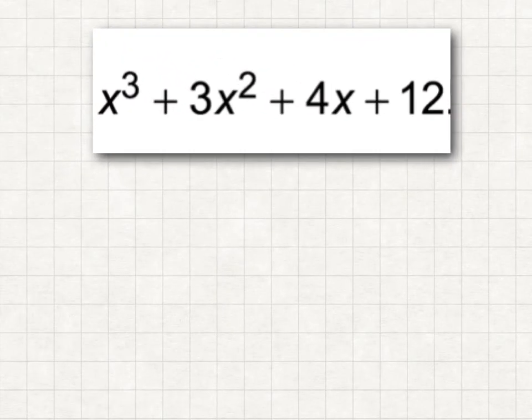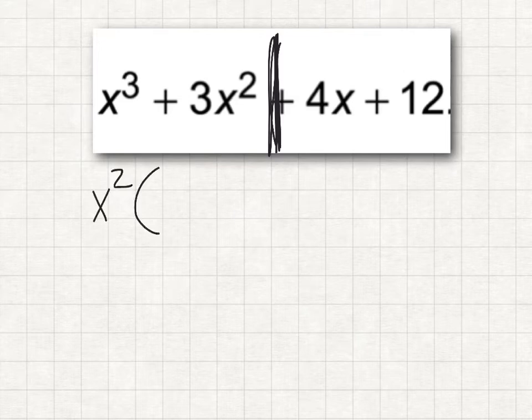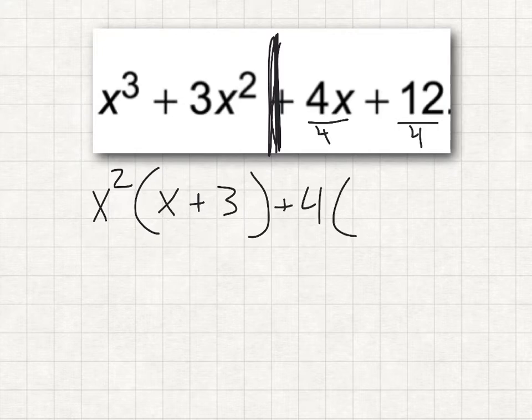So the first thing we do is split it in half. What do we have in common in our first set? How many x's? 2. So we're going to take out an x squared, and what are we left with inside? X plus 3. Now, what do we have in common in our second set? 4. So we're going to take out a 4 in both of these. And what are we left with? X plus 3. So perfect. Our parentheses are the same.